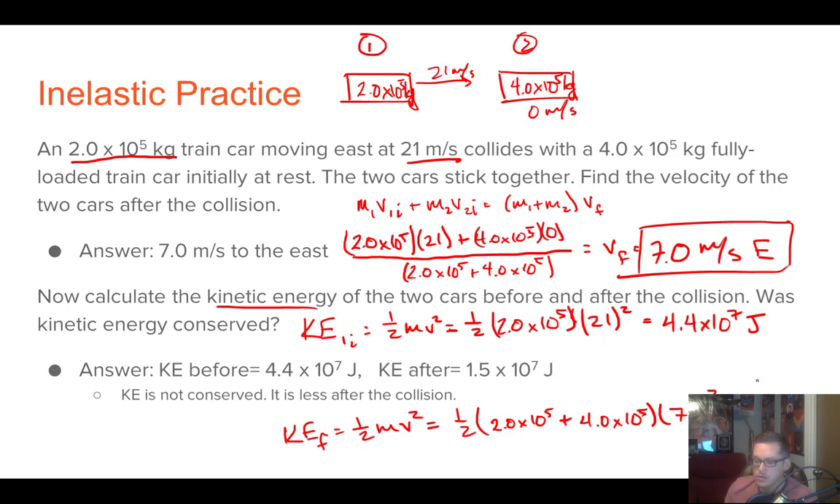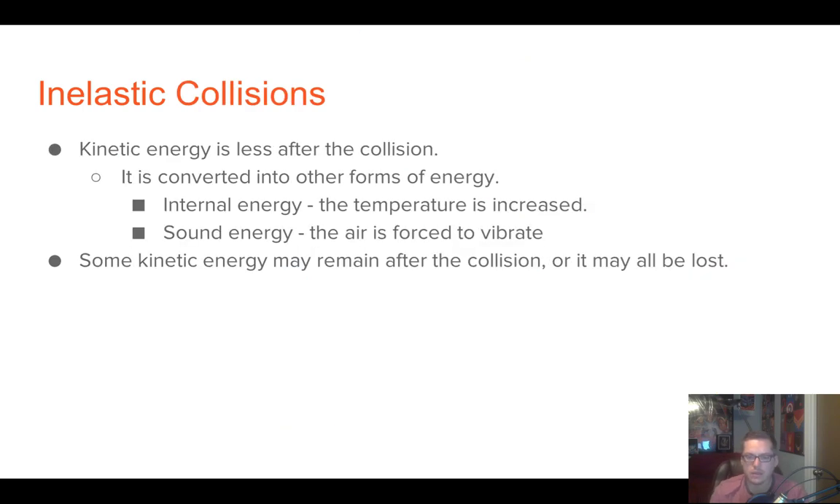So you look at this, we lost kinetic energy, and kinetic energy was not conserved. Initially we had this much kinetic energy going in, and finally we had this much. So it brings us to another important point about inelastic collisions. When you have an inelastic collision, your kinetic energy is always less after the collision. That's because your mass is greater. This energy that's lost gets turned into other forms of energy.